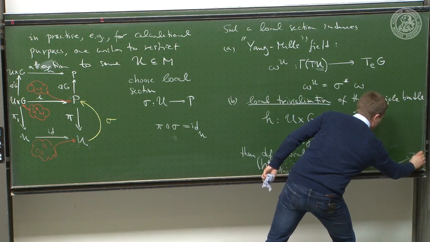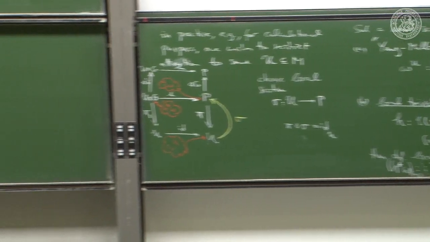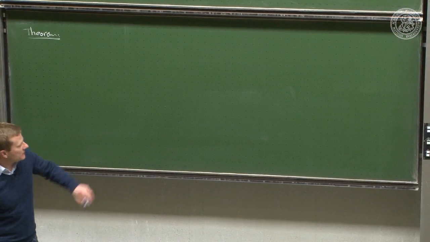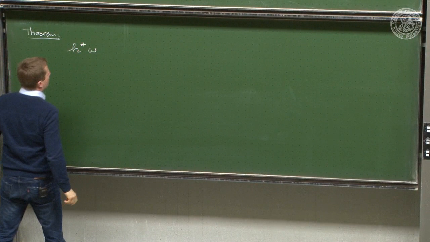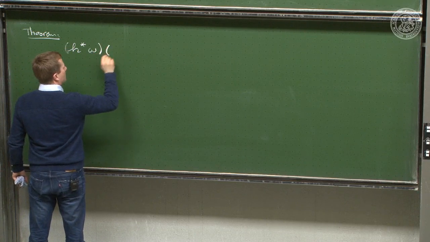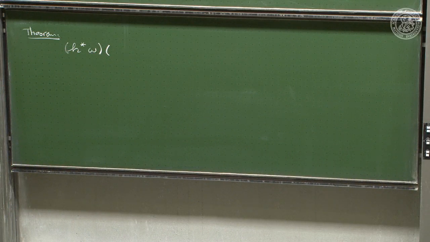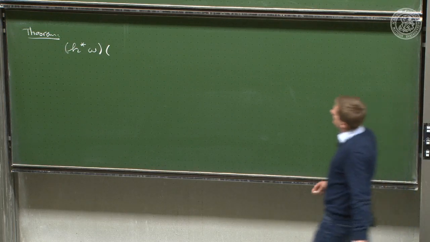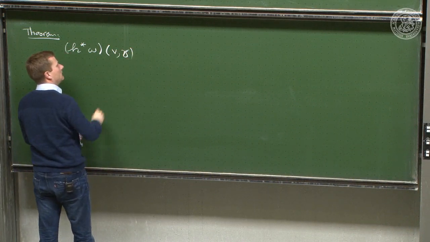And from there, it takes you here. Okay? So this is the central point here. And the theorem is that the connection between this guy and the Young-Mills field is that H star of omega, so we pull back here, applied to... So I need to apply this to an element in here, but that's a pair of a tangent vector to the base manifold and a Lie algebra element. So let's call the tangent vector V and the Lie algebra element gamma.